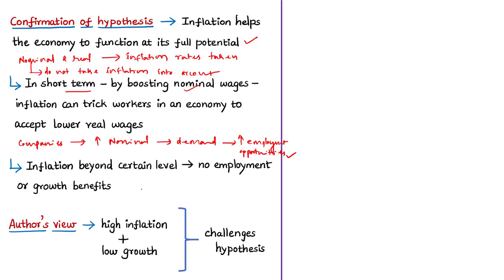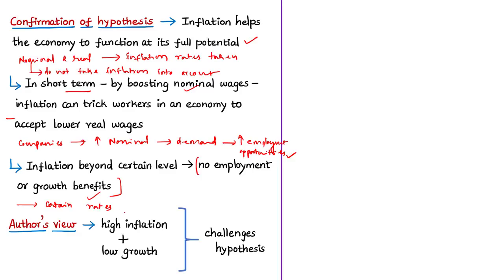Now, at the same time, economists argue that beyond a certain inflation rate, at which the labor resources and other resources in the economy are fully employed, there will be no employment benefits or growth benefits. That is why policymakers are often advised to maintain a certain inflation rate to ensure that unemployment is kept to a minimum level and the economy is operating at its full capacity.